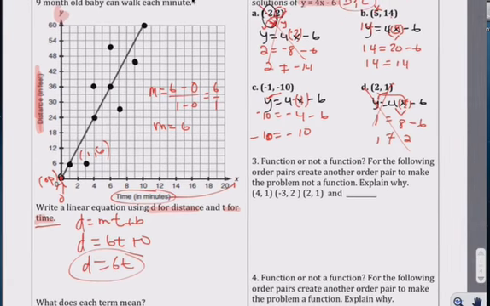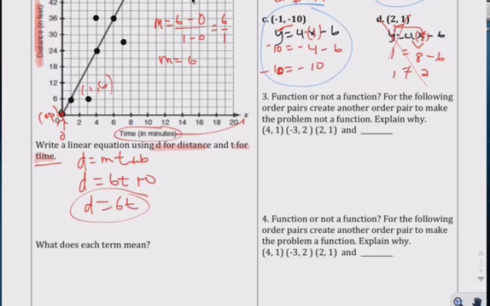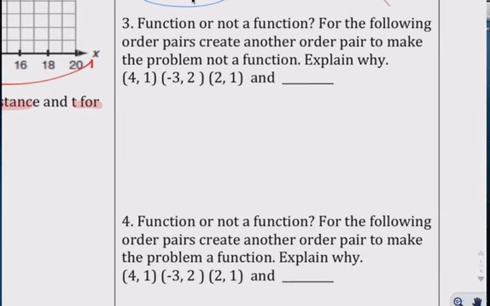Alright. So that's what it means by solution. Will these points be on that line? B and C are. Okay?